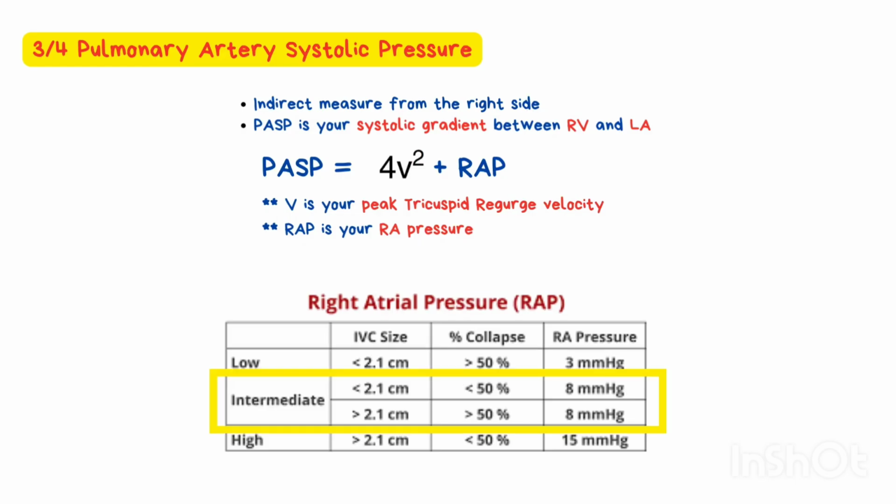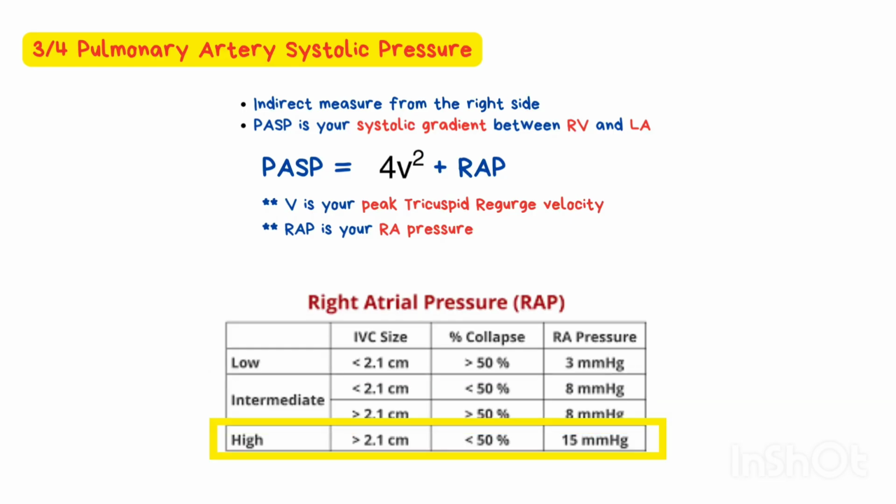Intermediate findings fall somewhere in the middle, around 8 millimeters of mercury. If the IVC diameter is less than 2.1 centimeters and collapses less than 50%, or if the IVC is dilated and collapses more than 50%. If the IVC is dilated to greater than 2.1 centimeters and collapses less than 50%, RAP is estimated to be high at 15. Let's break this all down into 4 steps with actual examples.